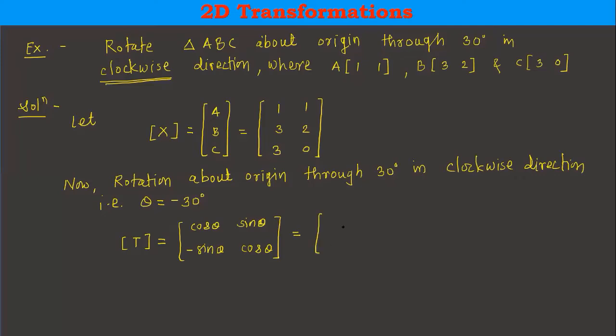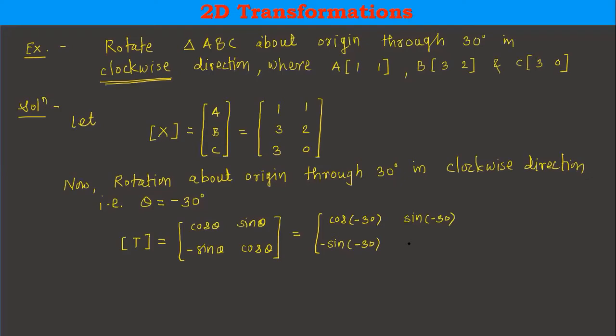So we will just put the values of theta: cos minus 30°, then sin minus 30, minus sin minus 30°, and then cos minus 30. Like that we have the transformation matrix.